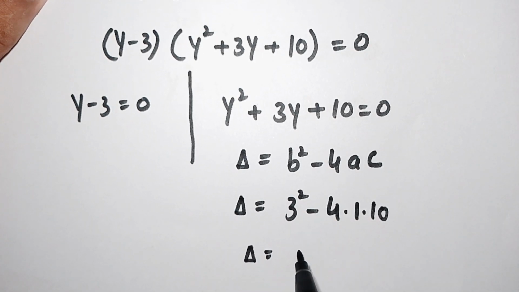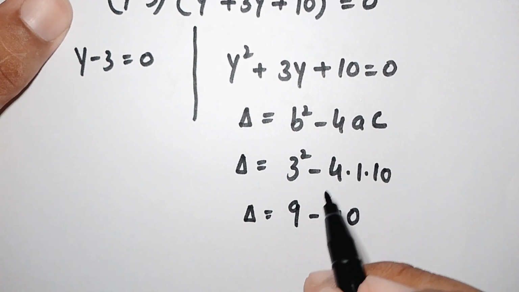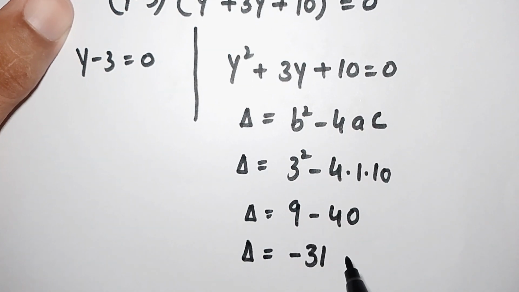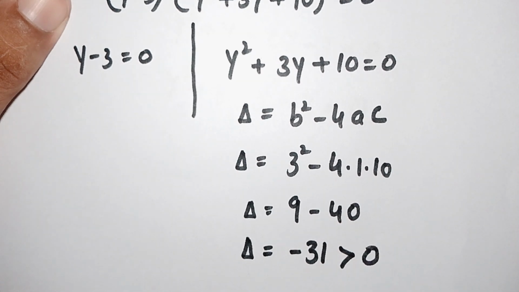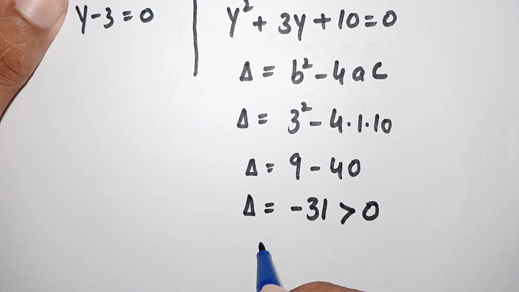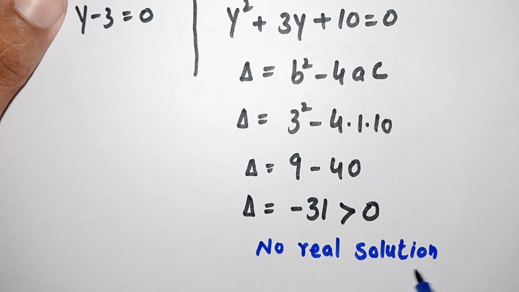Discriminant is equal to 3 squared minus 4 times 10, which is 9 minus 40, this is equal to minus 31, and we know that this minus 31 is less than 0. So this shows that it does not give a real solution, so no real solution, so this is rejected.